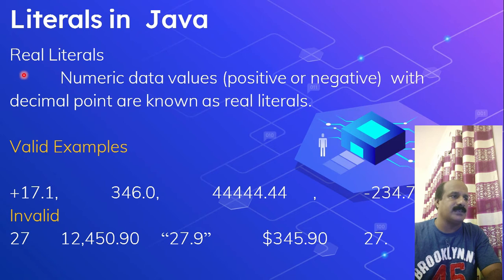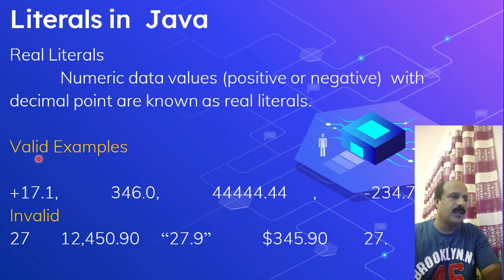Literals, the second part is real literals. Real in computer or in Java means numbers with a decimal. Real numbers means numbers with a decimal. So let us see the definition. Numeric data values, which can be positive or negative, with a decimal point. This is very important. With the decimal point, you need to give a decimal point and 0 or some numbers, some decimal has to be mentioned. Integer is without decimal, real is with decimal.